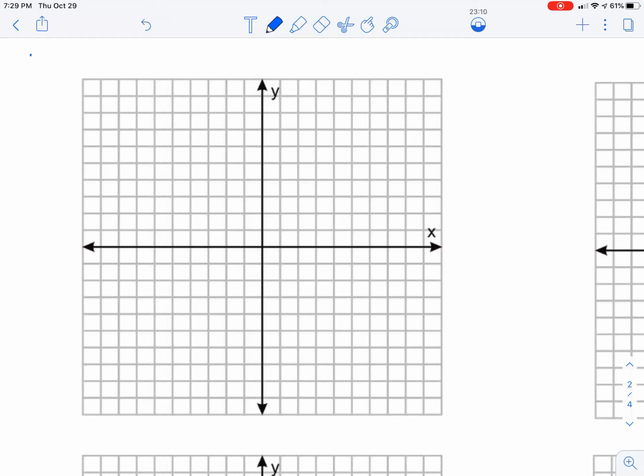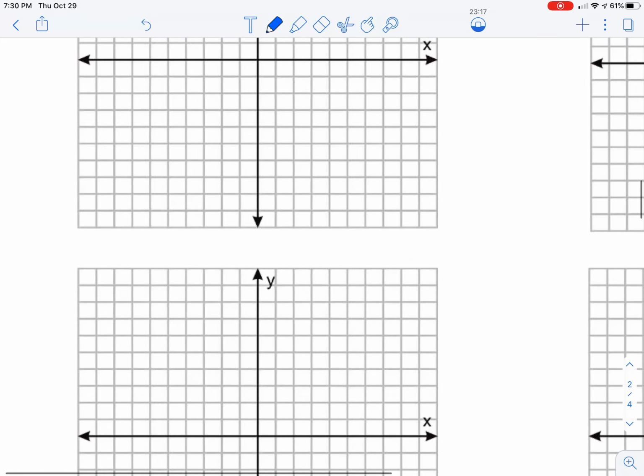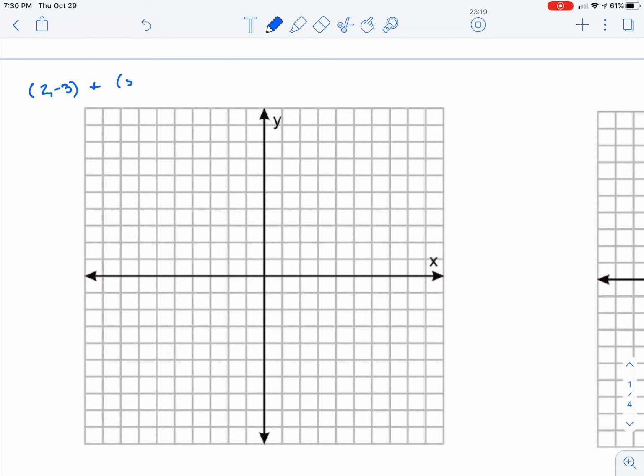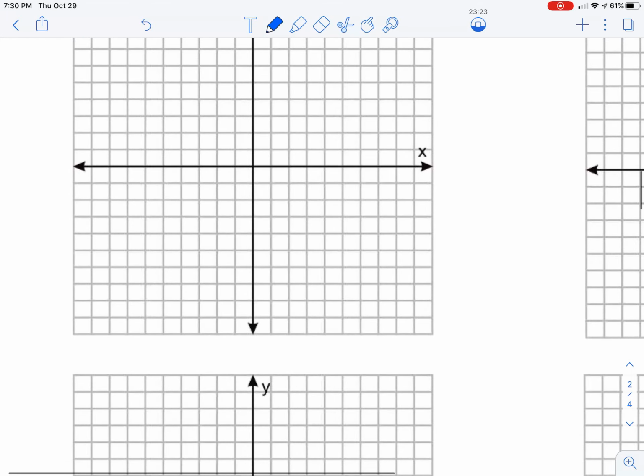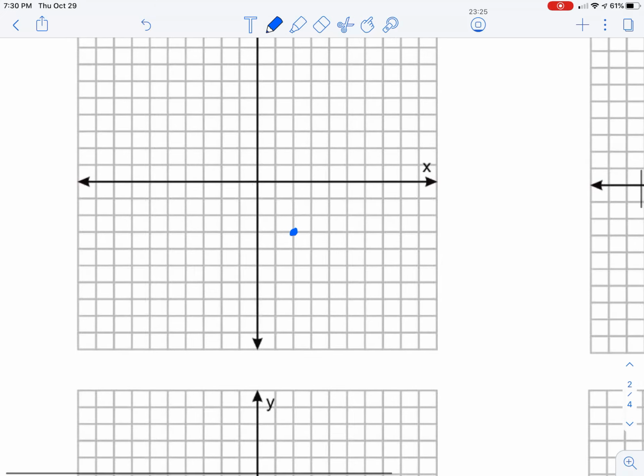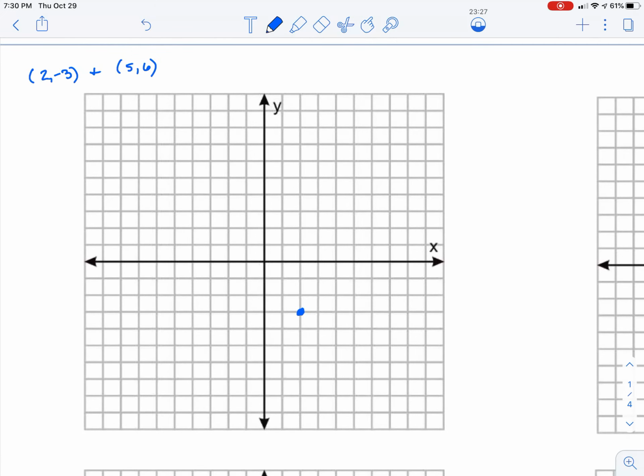All right, so my 2 points, I'm going to plot them in a minute, but I'm going to write them right here. So I have 2, negative 3, and 5, 6. Whoops, 5, 6. So let's plot those. So I have 2, negative 3, and I have 5, 6. 1, 2, 3, 4, 5. 1, 2, 3, 4, 5, 6. 2, 3, 4, 5, 6. Okay, and I'm going to connect the line as best as I can.